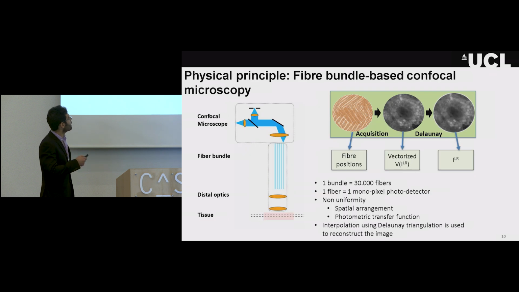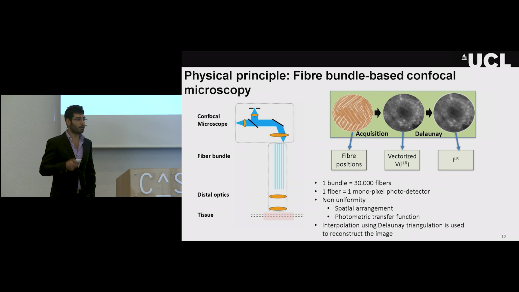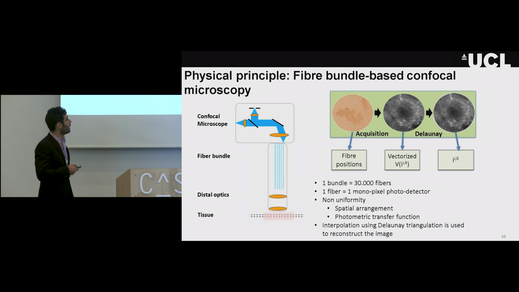Each fiber acts as a single pinhole, and that means that we have 1 pixel for each fiber. Once we collect all the values from all the fibers, we have a vector that we refer to as the low-res vector. And from the vectorized low-res, we can reconstruct the images, interpolating the values from the center of the fiber positions to a regular grid.